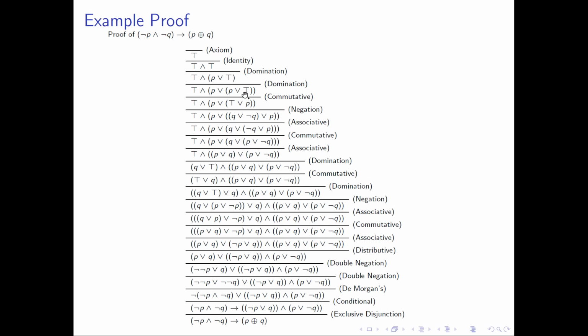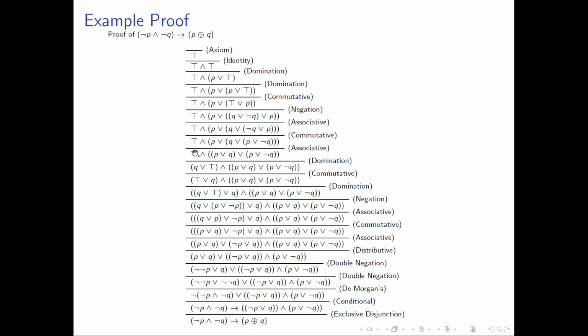We can use domination again. Next of all, we can switch around these things using the commutative rule. We can remove this truth symbol via the negation law. Truth is just the same as Q or not Q. Next of all, we can start using the associative, commutative laws in order to jiggle things around a bit. Just sort of remove some of the brackets, place the brackets somewhere else, move the variables into different positions, and we end up with this thing here.